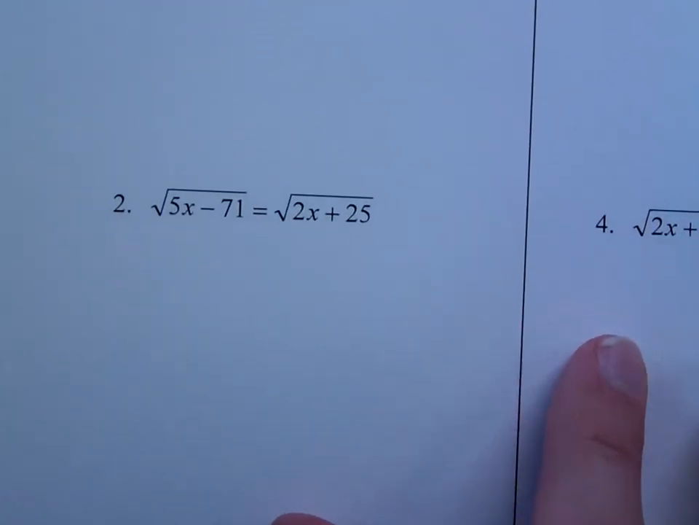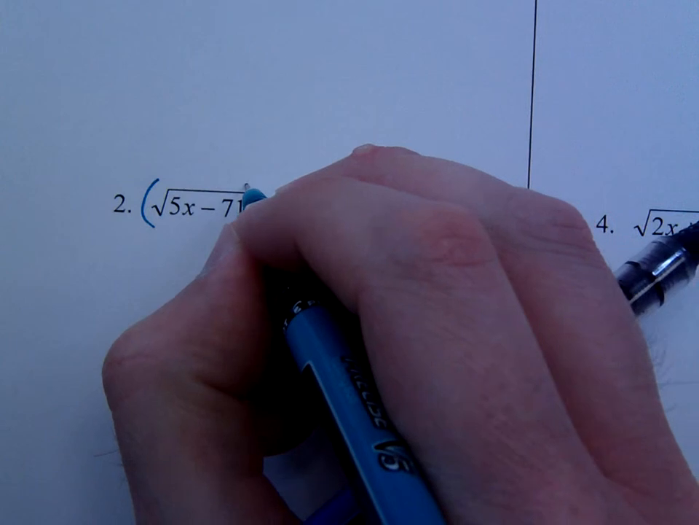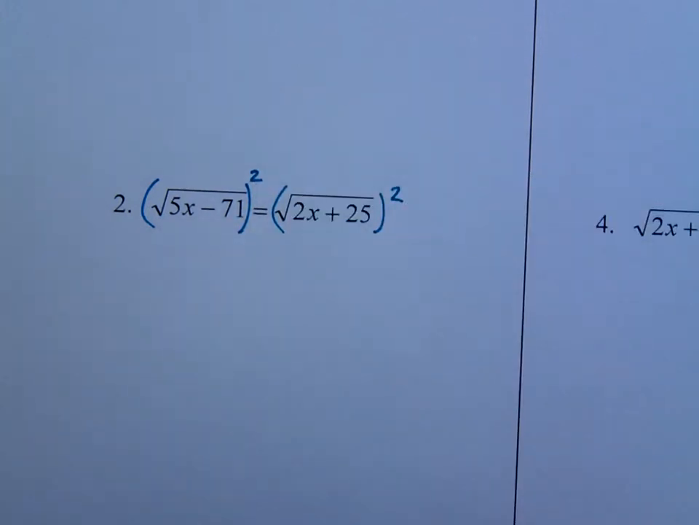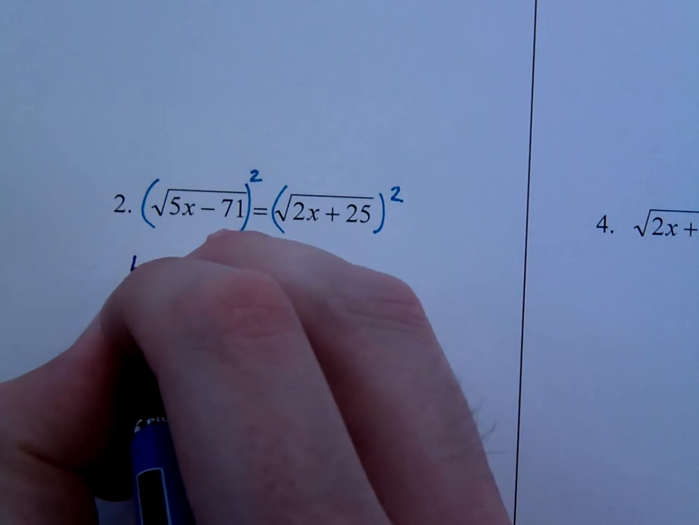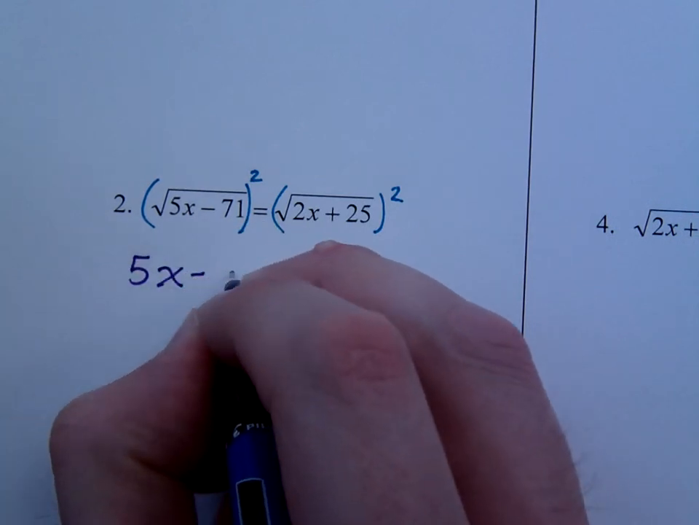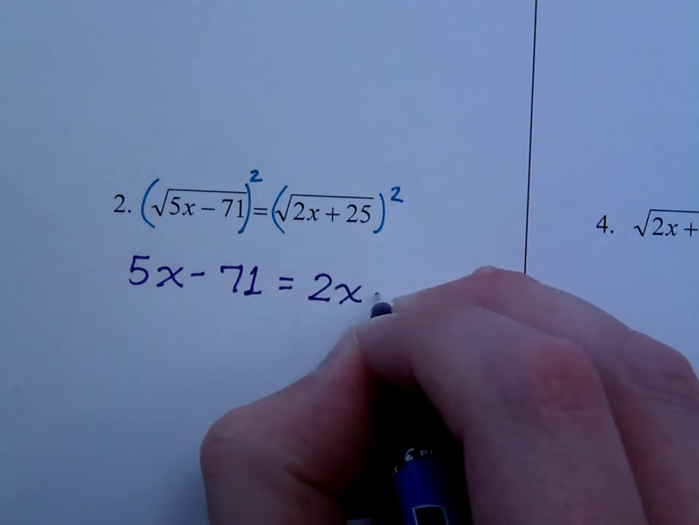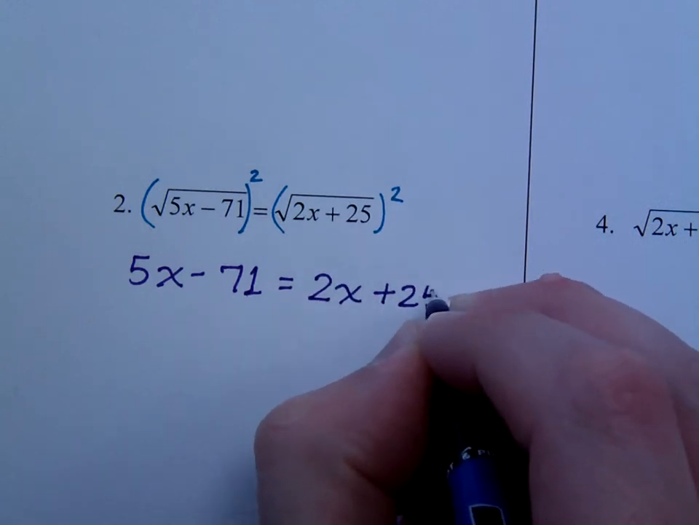Now, number 2, notice that you already have a radical equal to a radical. Well, the way to cancel these square roots is to raise both sides to the second power. When we do that, we have 5x minus 71 is equal to 2x plus 25.